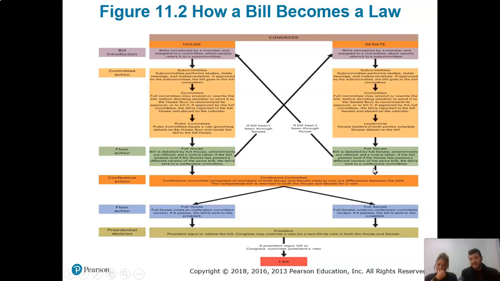In the Senate they do the exact same thing, with the only difference being the leadership of both parties. They schedule debate on the bill, and this is where the majority leader comes in handy, because he or she can just say, no, we're not going to debate this bill. There's really nothing that the minority leader or anybody in the Senate can do about it.